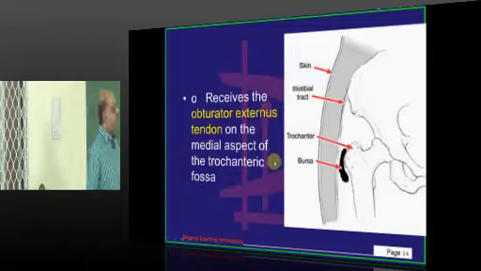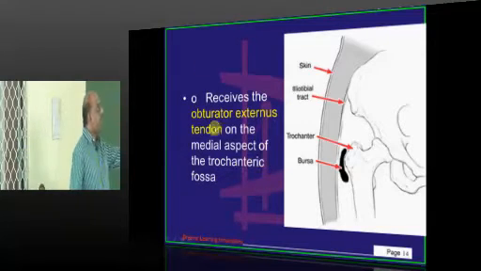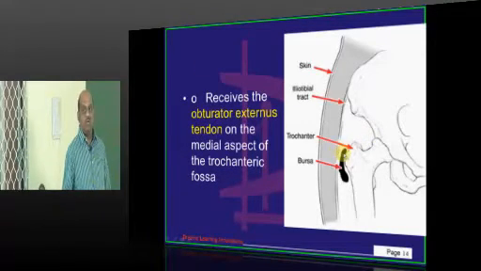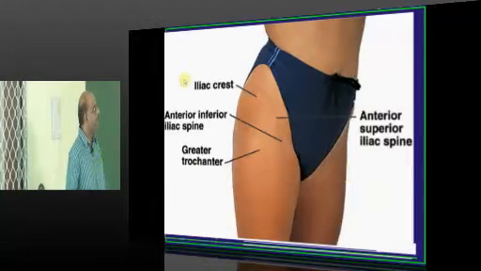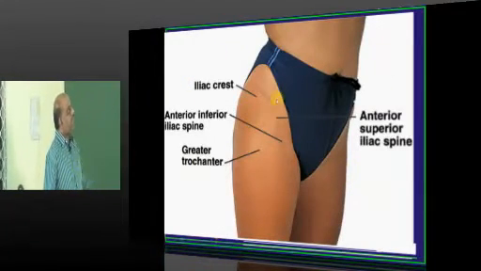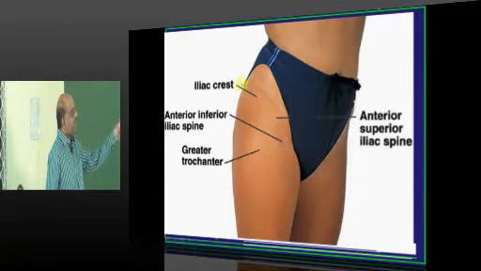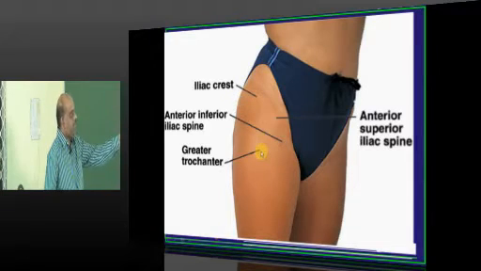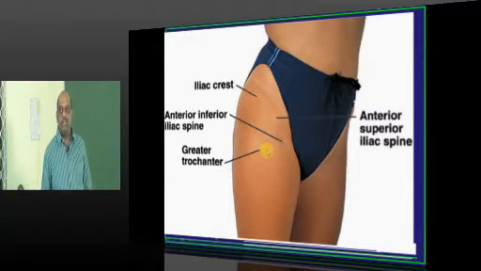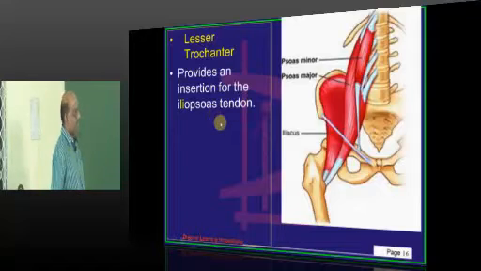And also it receives the obturator externus tendon on the medial aspect of the trochanteric fossa. So these are the classical landmarks. This is the iliac crest, this is the anterior superior iliac spine, this is the anterior inferior iliac spine, and this is the area where the greater trochanter is, where all these muscles are merging. These are the classical surface landmarks.